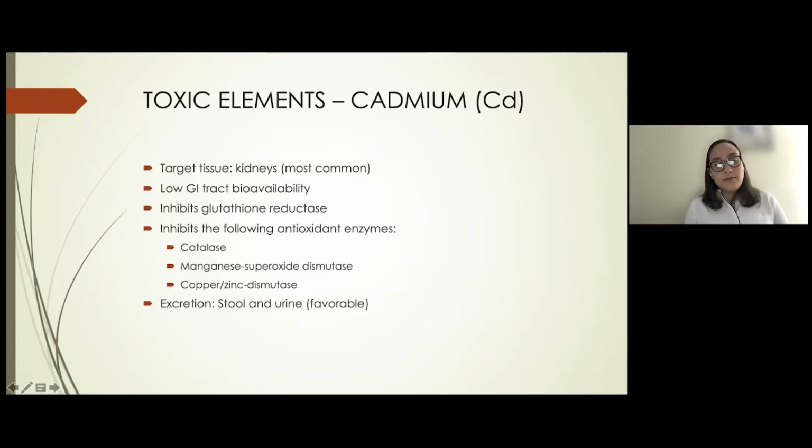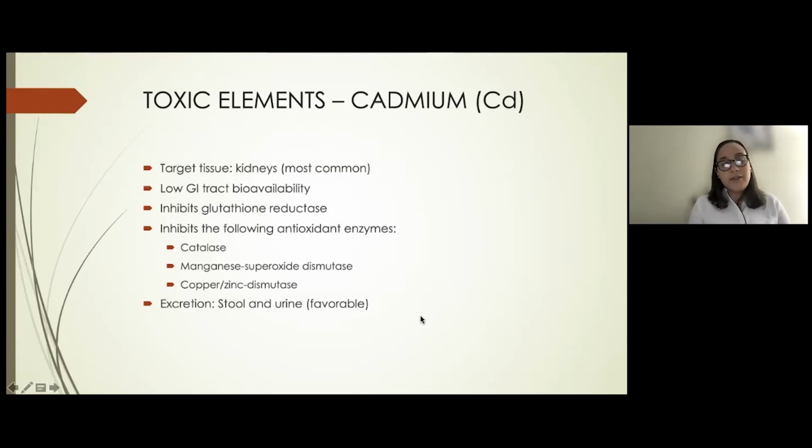Cadmium. So the main tissue target for cadmium is the kidneys. And one way of exposure is orally, right? Through food, through water. However, there's a low GI tract bioavailability for cadmium. Cadmium inhibits glutathione reductase. It also inhibits other antioxidant enzymes such as catalase, manganese superoxide dismutase, copper zinc superoxide dismutase. So you're thinking about patients, right? Who are we thinking? Parkinson's, Alzheimer's disease, patients with neurodegenerative diseases that need good antioxidant support from these enzymes like catalase, manganese superoxide dismutase, etc. You're thinking cadmium, you're thinking toxic elements, so you want to follow up on that.